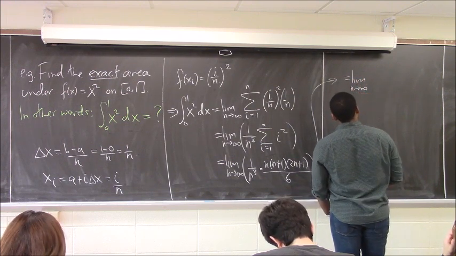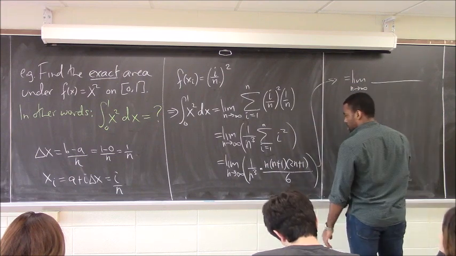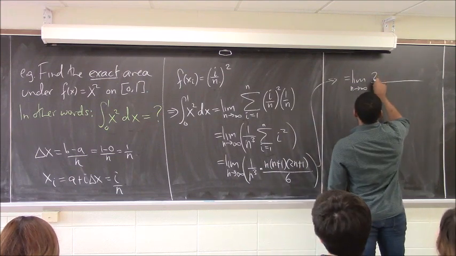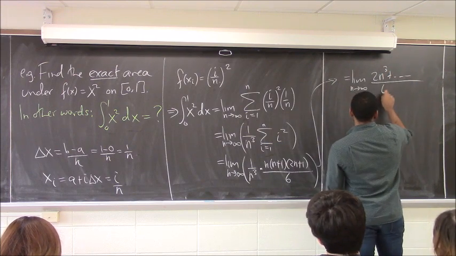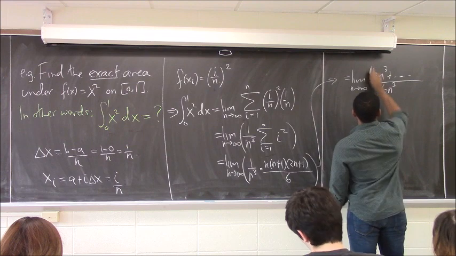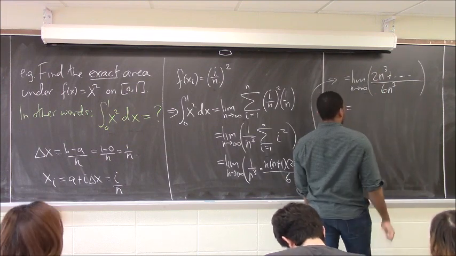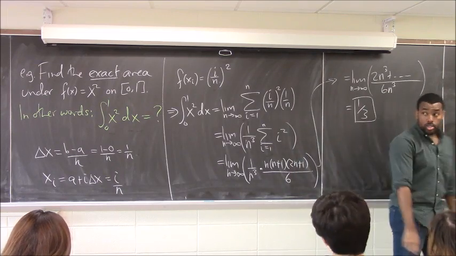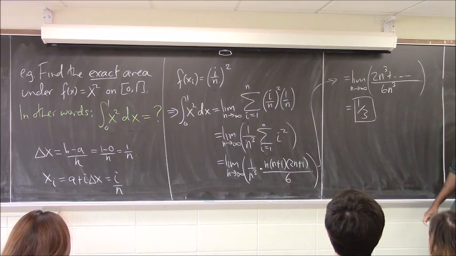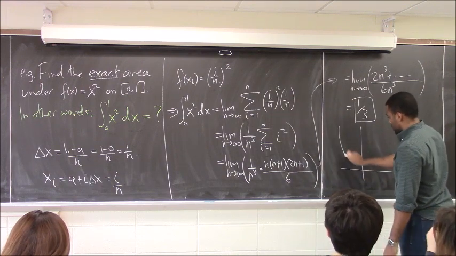Because I'm taking an infinite limit, I know that only the highest powers actually matter. So if I look on the top, I would have a 2n cubed plus a bunch of things I don't care about. And on the bottom, I would have 6n cubed. Going to the ratio of leading coefficients, you get 1/3. Turns out the area under the graph x squared on the interval 0, 1 is 1/3 squared units.